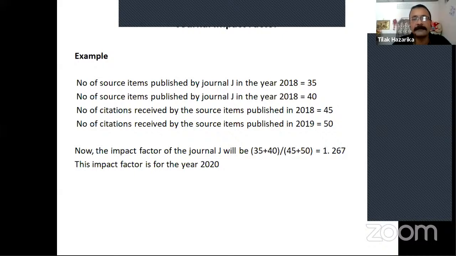So by dividing 45 plus 50 by 35 plus 40, where 35 and 40 are the number of source items published, that is the number of articles or research papers published, and 45 plus 50 are the number of citations received out of this published literature, we may find 1.267. If the citations are higher, we might definitely go for a higher impact. That means if the published literature has received higher citations, those journals will accumulate a higher impact factor.